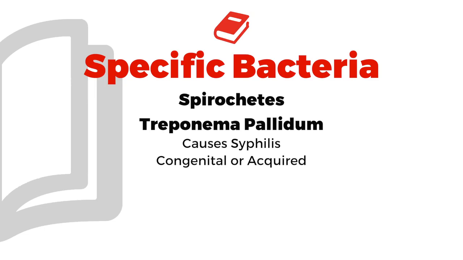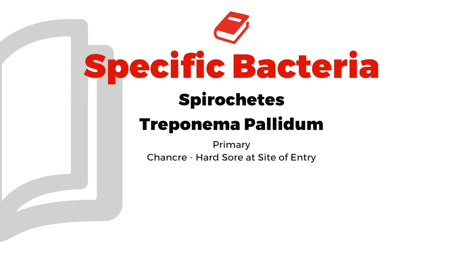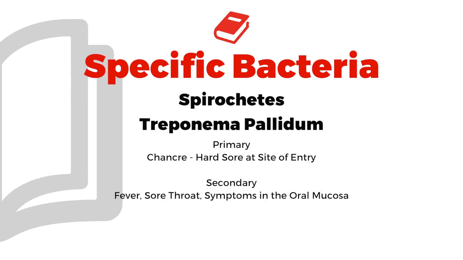And you want to know the different stages. So look here in your notes with me, okay? The primary stage is where you get the canker, right? And it's going to be a hard sore at the site of entry. The secondary stage is where they're going to get this fever, sore throat, right? They're going to have symptoms in the oral mucosa.